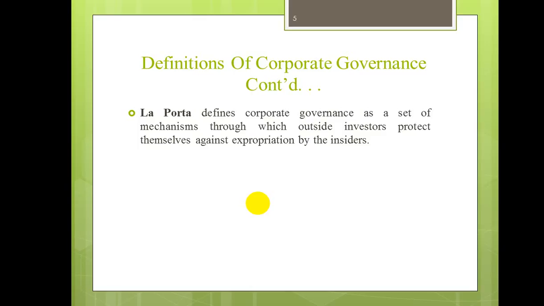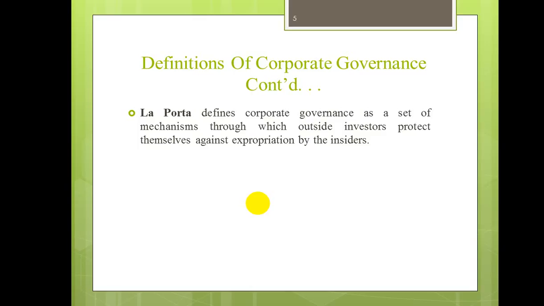Outsiders mean stakeholders. These include owners, lenders, employees, business associates, and society. Outsiders are wary of their own interest, and shareholders are wary of their own interest. Between them, there is corporate governance to protect their mutual interest. Stakeholders are wary of exploitation by insiders, the shareholders and management bodies.